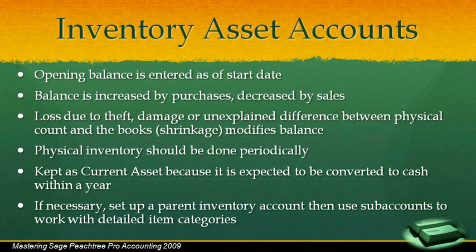Remember that inventory is kept as a current asset because generally we expect to convert it to cash within a year. Most people don't expect to hold inventory for 3 or 4 or 5 years. If necessary, and if you want to be detailed, you can also set up a parent inventory account. Then you can use sub-accounts to work with detailed item categories. You could do that for different types of items you sell or different categories.